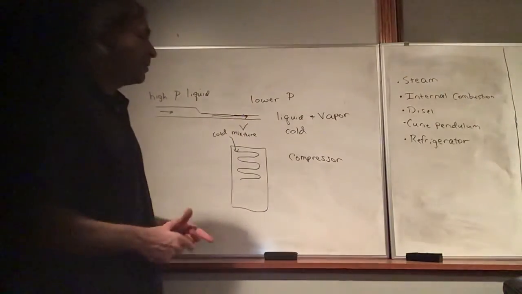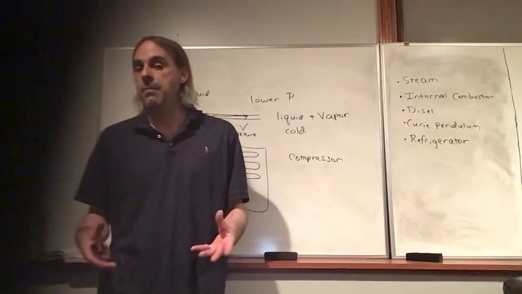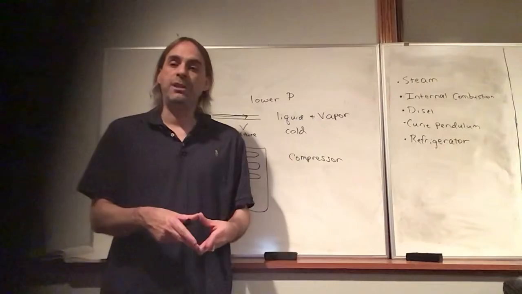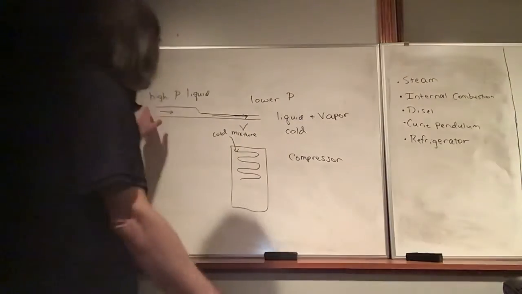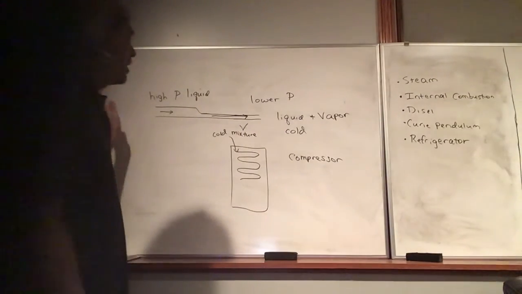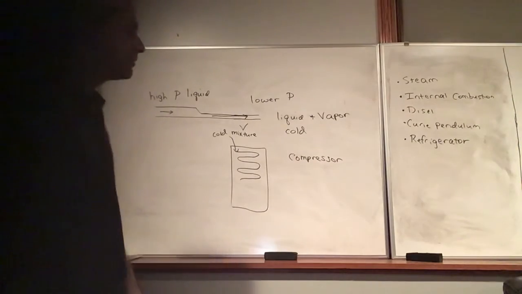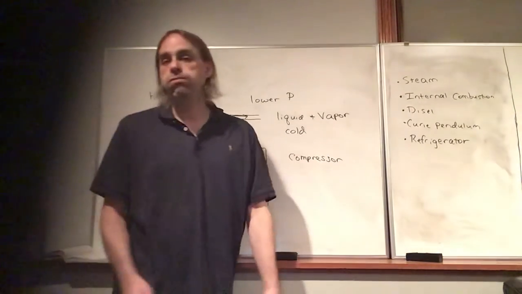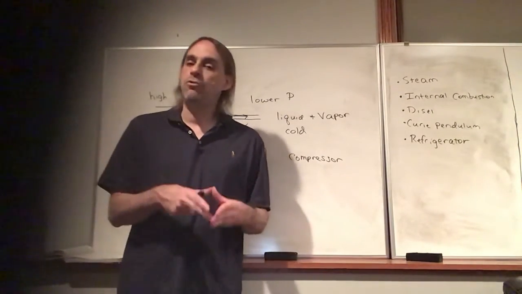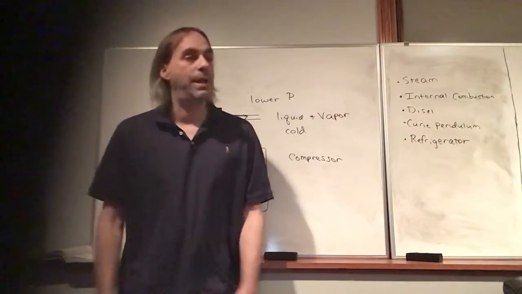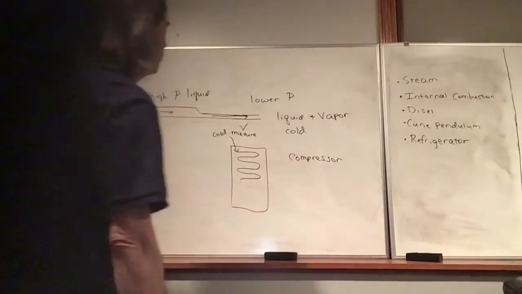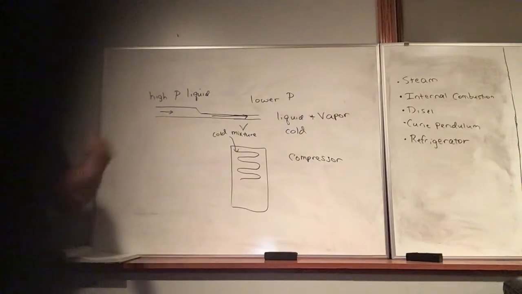Now the problem is when you compress things, you heat them up. So now we're back to a fluid state at the right pressure, like when we started with this high pressure liquid. We're back to the right pressure, but now the temperature is too high. So we have to cool this.